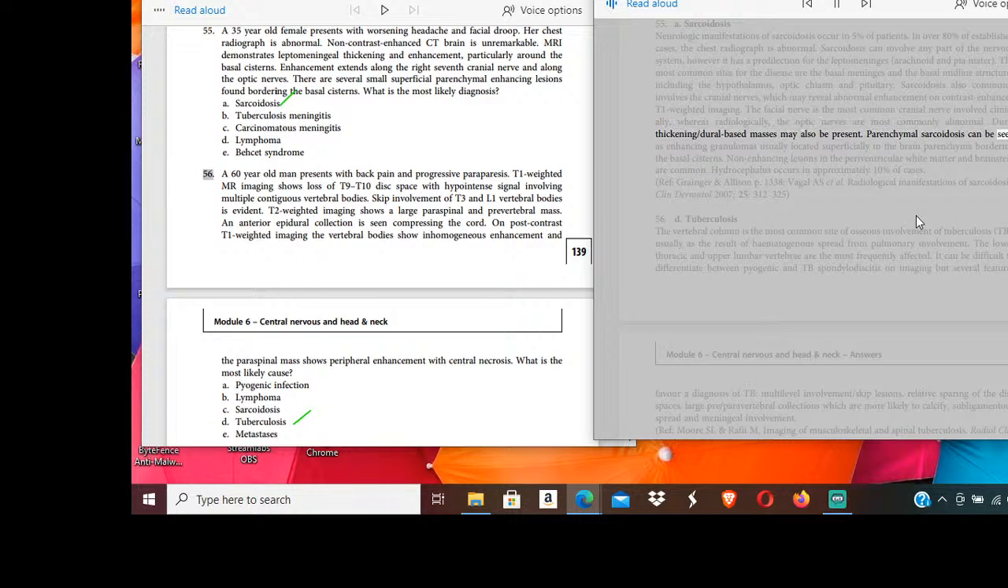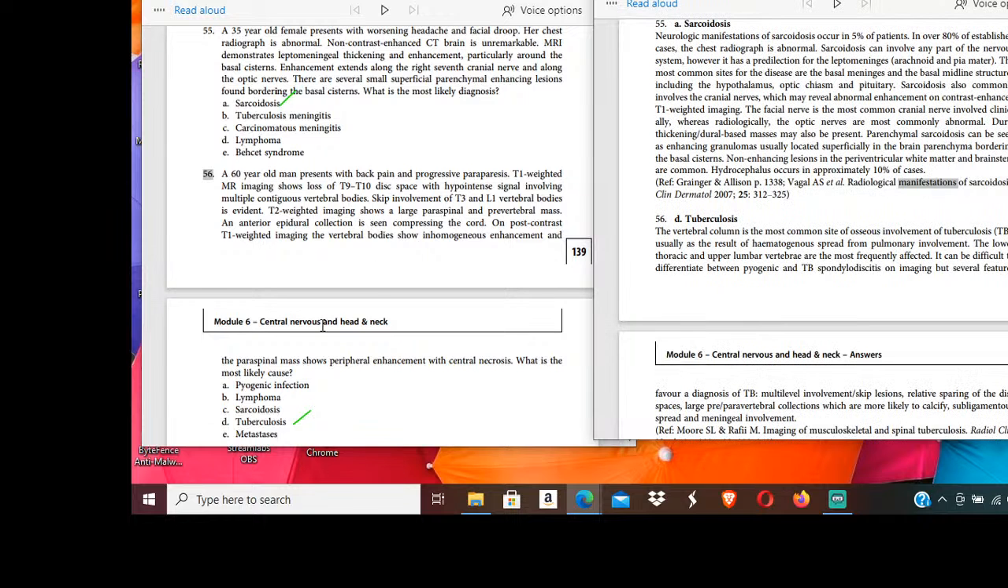Parenchymal sarcoidosis can be seen, as enhancing granulomas usually located superficially in the brain parenchyma bordering the basal cisterns. Non-enhancing lesions in the periventricular white matter and brainstem are common. Hydrocephalus occurs in approximately 10% of cases. Ref. Granger and Allison P. 1338.